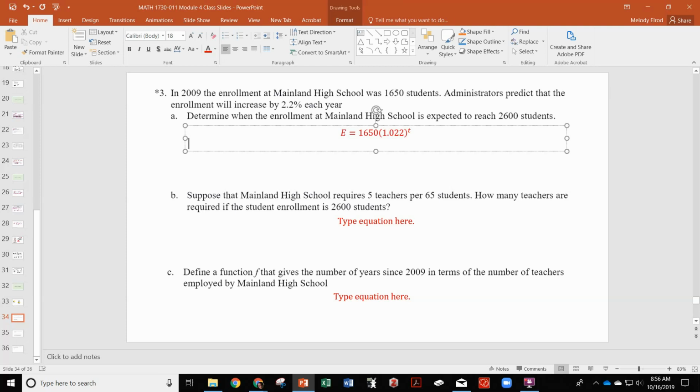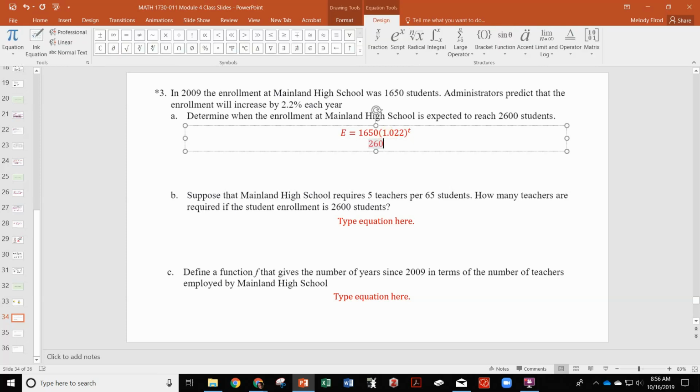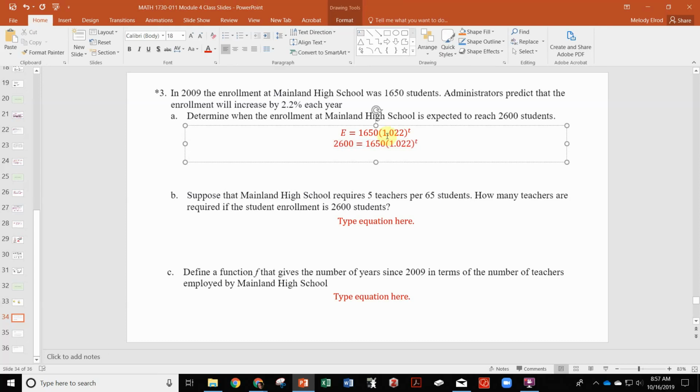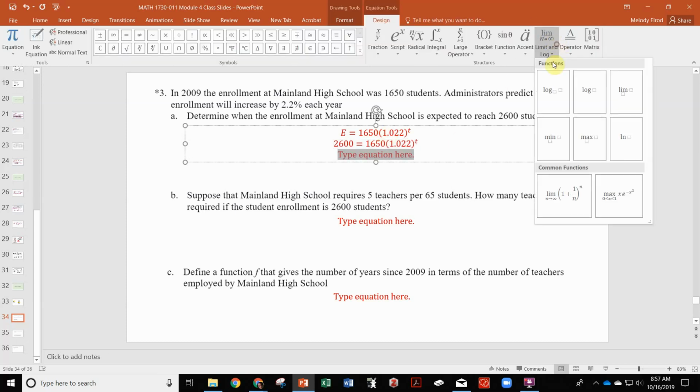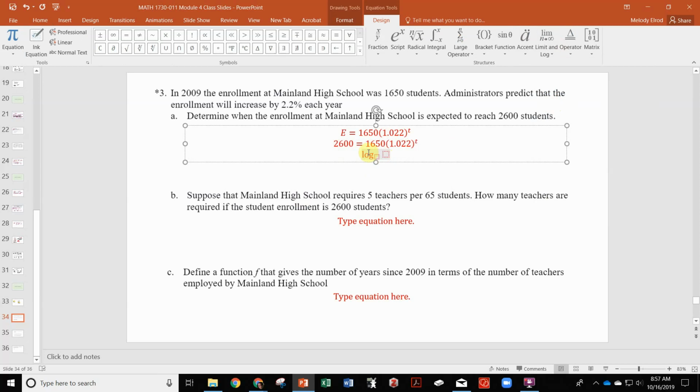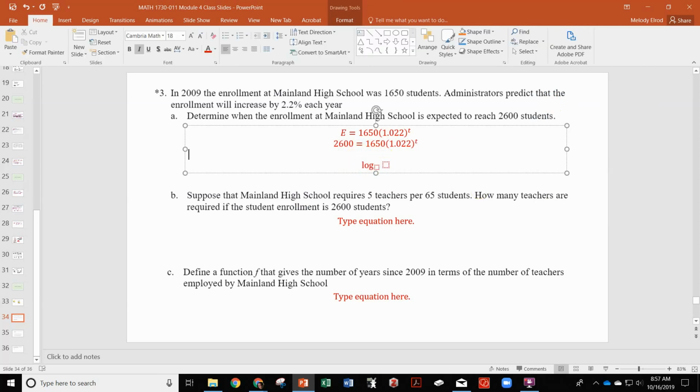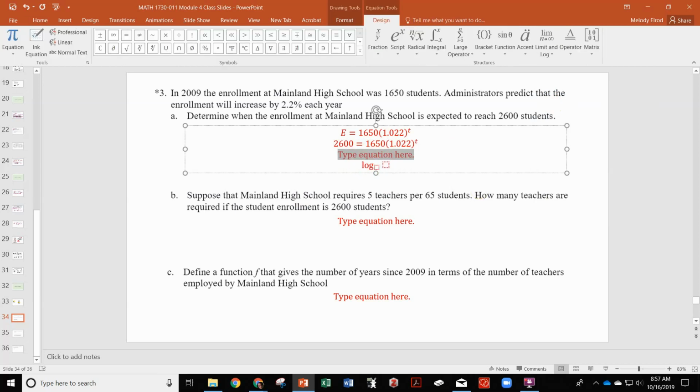If we wanted to figure out when it's going to be 2,600 students, we could say 2,600 is equal to 1650 times 1.022 raised to the t, and we could solve this. There's a couple of ways we could do this. We could solve this by using a logarithm, right? First we'd need to get it into a form where we could use a logarithm, so we would need to say 2,600 divided by 1650 is equal to 1.022 raised to the t power.